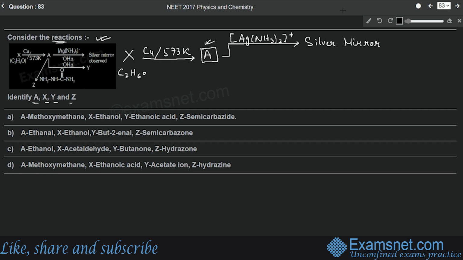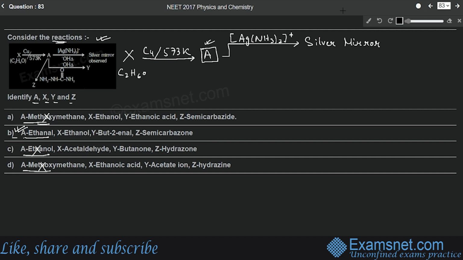Okay, so A is an aldehyde, that is sure. So let's check in the given options. In the first option, A is methoxymethane, that is an ether, so this is not true. In the second option, A is ethanal, that is an aldehyde, so this is possible. In the third option, A is ethanol, that is an alcohol, so this is not true. And the last one, A is methoxymethane, again not true. So the only possibility is that option B will be the correct answer because here only A is an aldehyde.